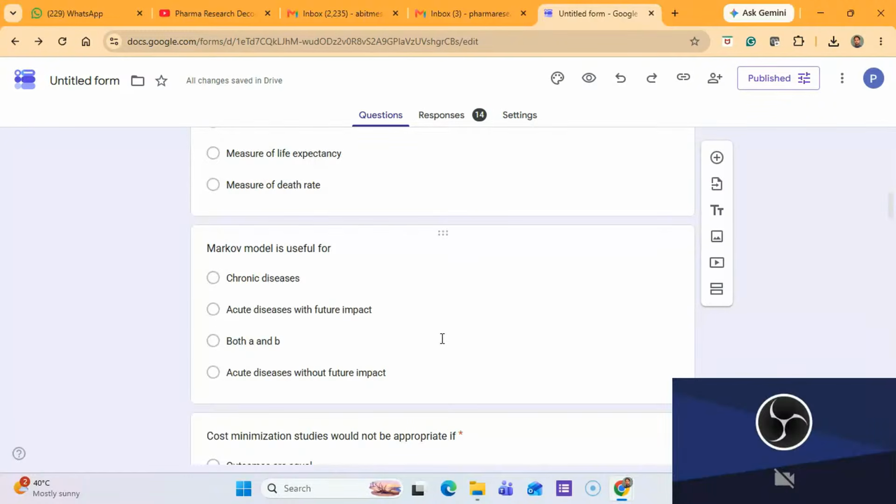Can anyone write in the chat box? Then which model do I have to go with? If I am writing here acute disease with no future impact, then in that case the answer will be the chronic disease. But which model is suitable for acute diseases with no future impact? Can anyone write in the chat box?